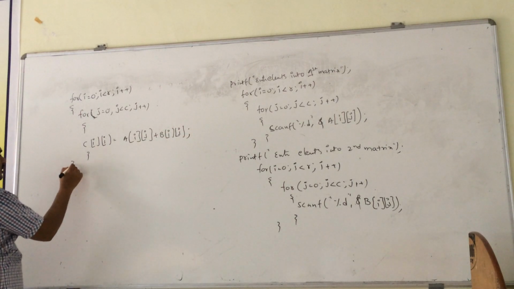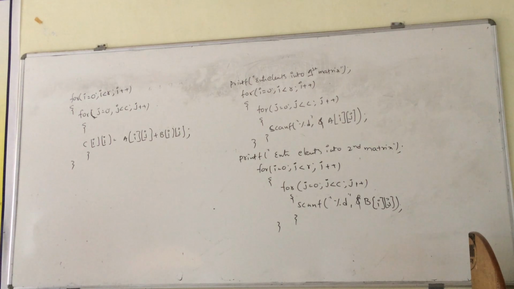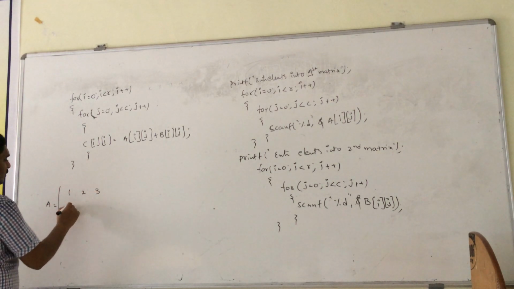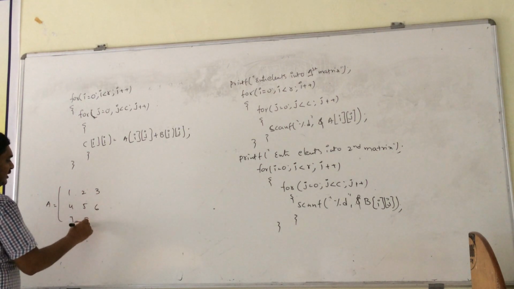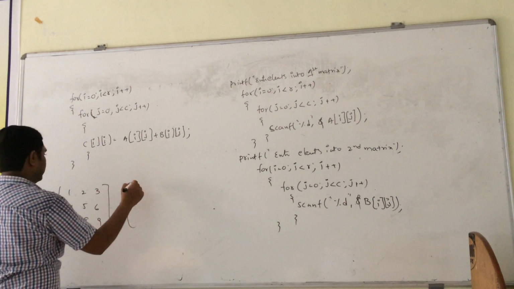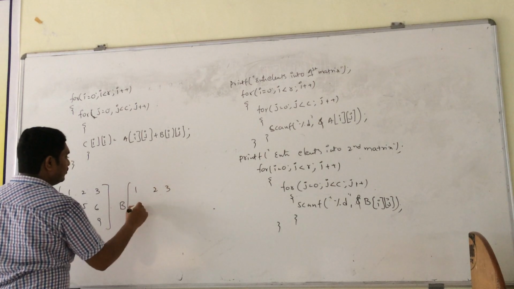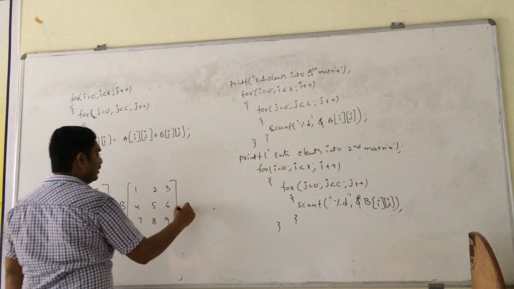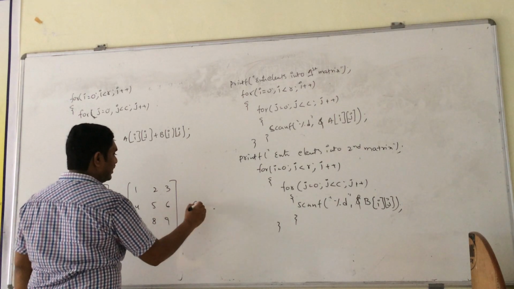So this is the end of the inner for loop. This is the end of the outer for loop. For example, I am taking two for loops. For the A matrix, example only: 1, 2, 3, 4, 5, 6, 7, 8, 9. And the B matrix is 1, 2, 3, 4, 5, 6, 7, 8, 9. And the result is stored in the C matrix.